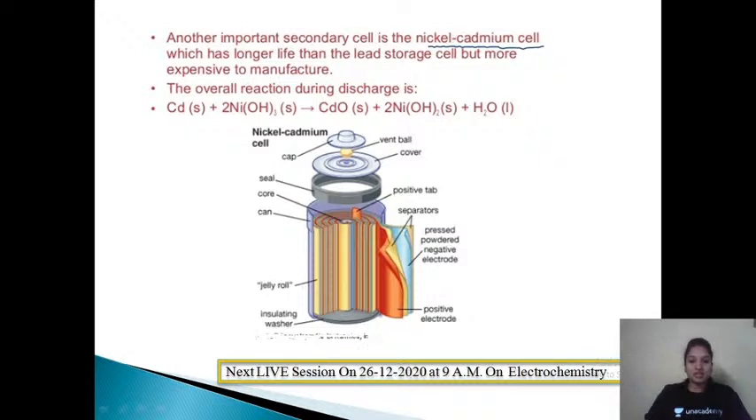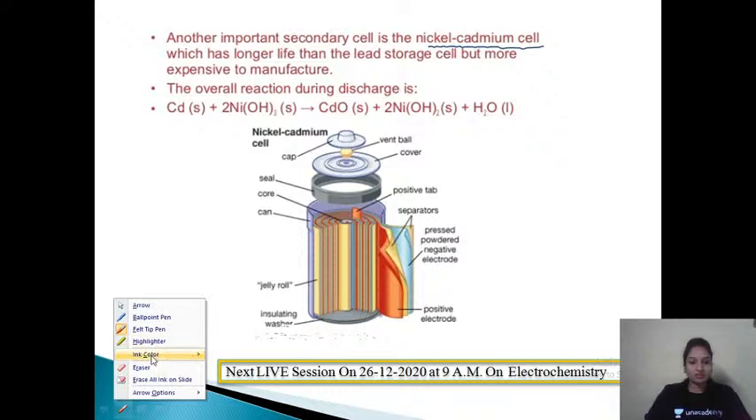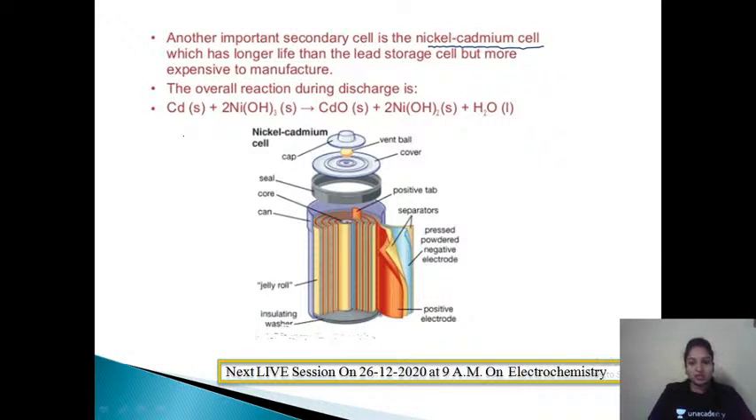Now in these batteries, let me just mention here. The overall reaction involves cadmium, and we need to check which is anode and which is cathode. Here cadmium is the anode: from zero oxidation state it is getting converted into +2 oxidation state. Nickel is the cathode, and it is going from +3 oxidation state to +2 oxidation state. So reduction is happening.